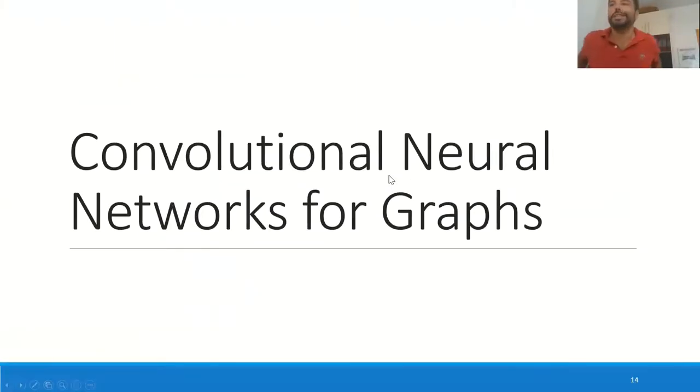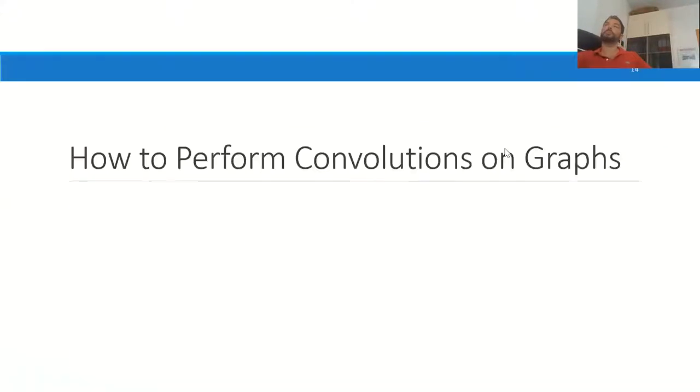Now, these two models are the fathers of the neural networks for graphs world, the more or less acknowledged fathers of neural networks for graphs. And we can now enter into the realm of more modern approaches, what in the literature you find referred to as convolutional neural networks for graphs, or graph convolutional networks, just to make a little bit of mess with the terminology.